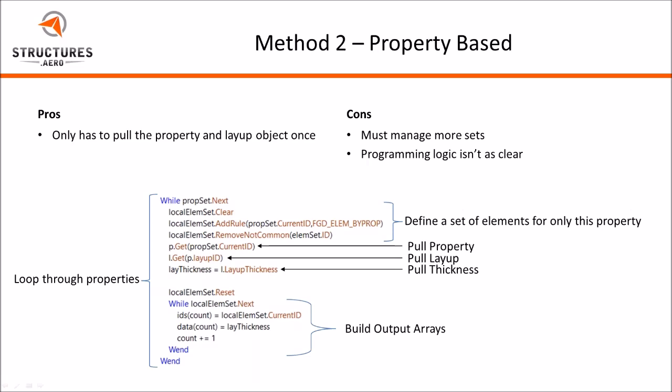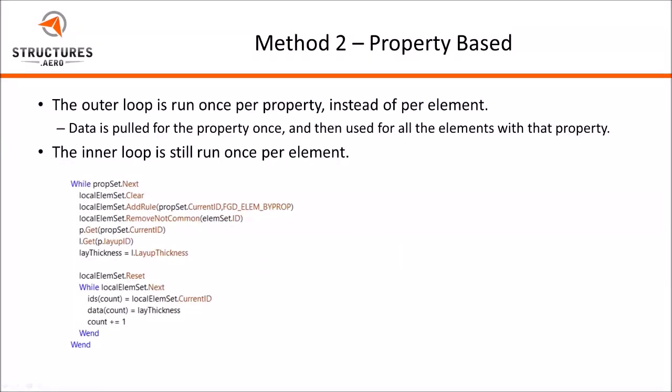But then we're going to run through every element local to that property and create the same two arrays that we created previously. The end effect of this is we've greatly reduced the number of COM calls that are happening because we don't pull the property and we don't pull the layup every iteration, for every element. We just pull them once. So in this case, the outer loop per property only pulled once, much more efficient. The inner loop is still per element, unfortunately.